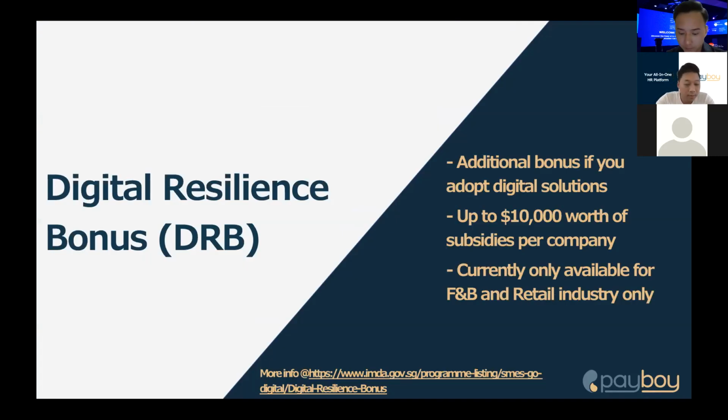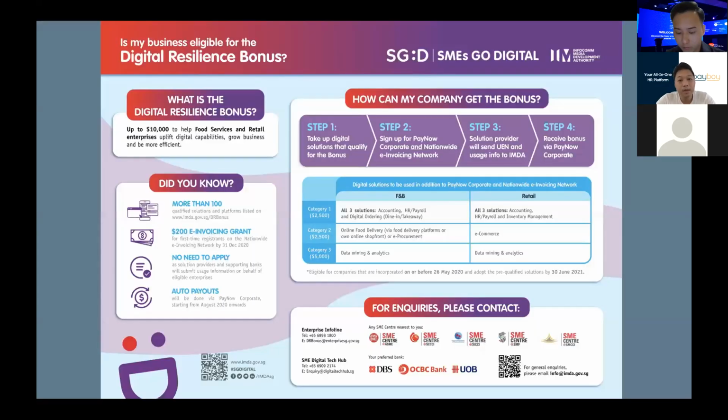Okay, DRB, yes. Alvin mentioned it briefly just now. So basically, this grant is for retail and F&B only right now. If you fulfill certain criteria, as you can see, Cat 1, Cat 2, Cat 3, there's an automatic bonus credited to your account. So go to the website, take a look, try to gather all these solutions, and then on top of that, get some funding on these solutions so that you can save money and yet digitalize your whole business entirely.